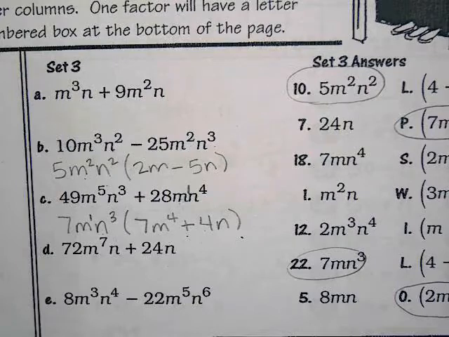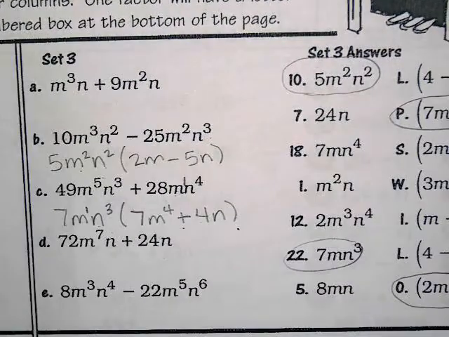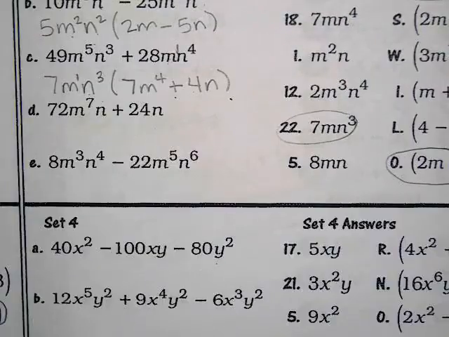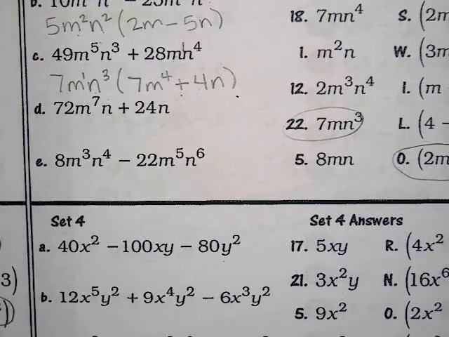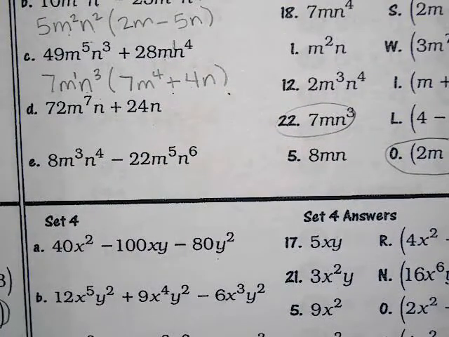Can we do which one? E? Yeah. Okay. So if we look at E, between the 8 and the 22, what number's in common between 8 and 22? 2. So 2 is going to come out.